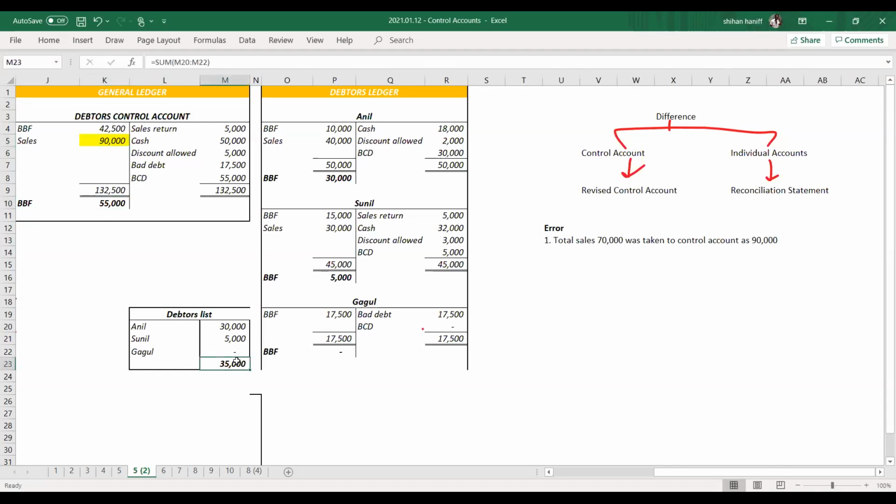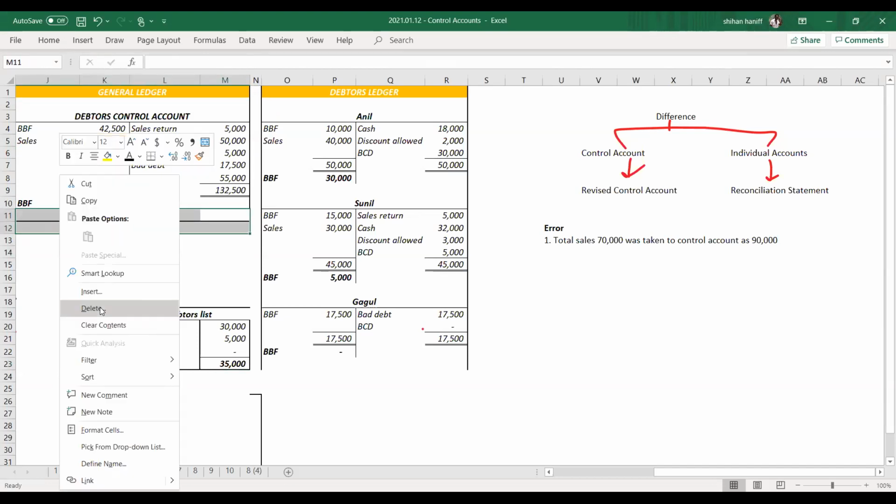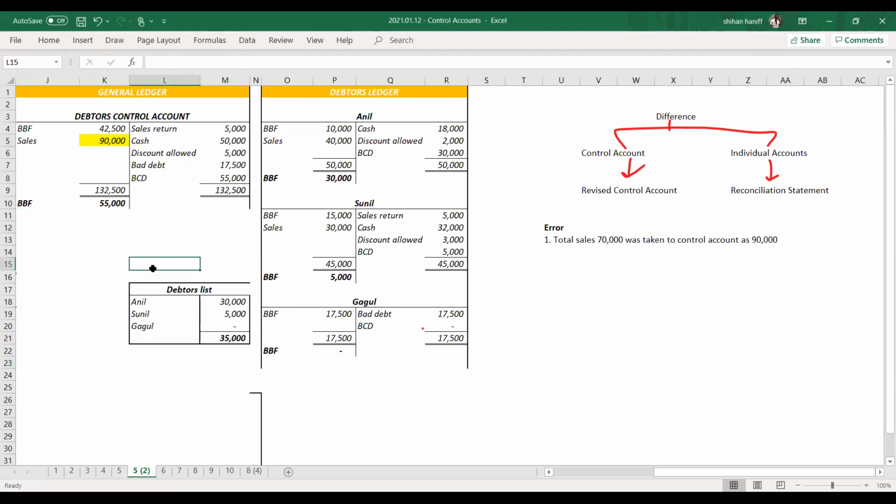Now what happens? See, there is a difference. So you can see there is a difference in the control account balance. Now if you make that mistake, control account balance is 55, debtors list balance is 35. Now how are you going to correct it? Where is the error? The error is in the control account. If the error is in the control account, you have to correct it through the control account. How do you correct this? You have to credit the control account.